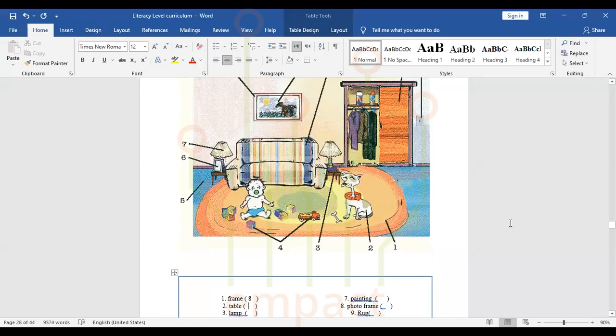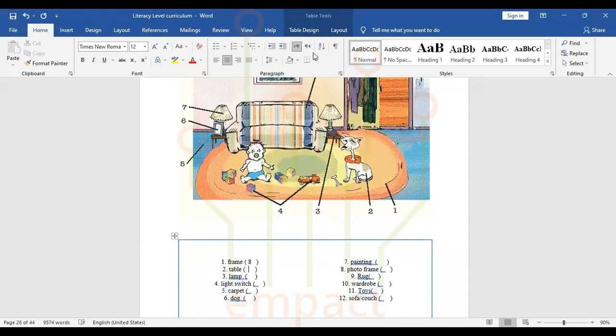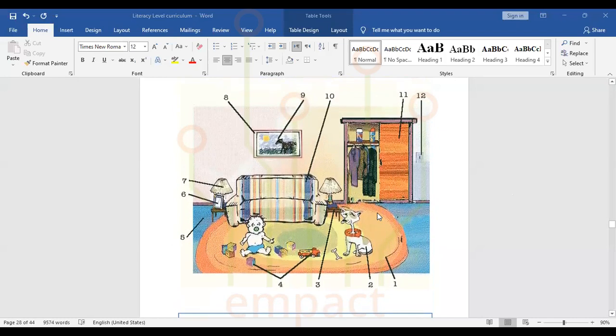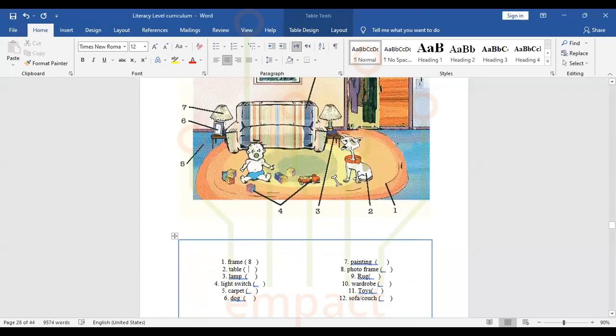Here we have the word table. Which one is the table? Let me choose Suzanne. Yes, Suzanne, tell us. Good morning, teacher. Number 3 is the table. This one? Yeah. All right. Yes, good.